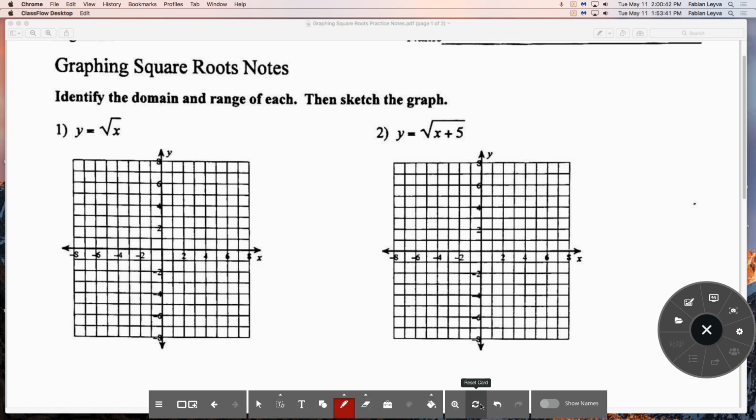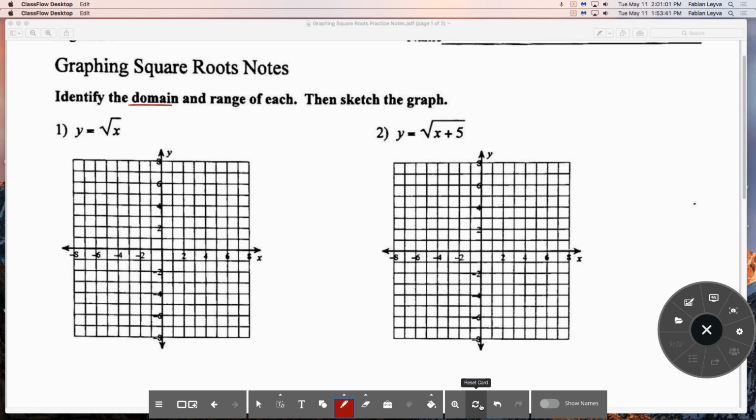Alright guys, so for the following problems, I want you to identify the domain and range of each and then also sketch the graph. One thing I want you to make sure you understand is what the domain is when you're finding it. Now just a reminder, when you hear the word domain, what are things that pop in your head? What is domain?